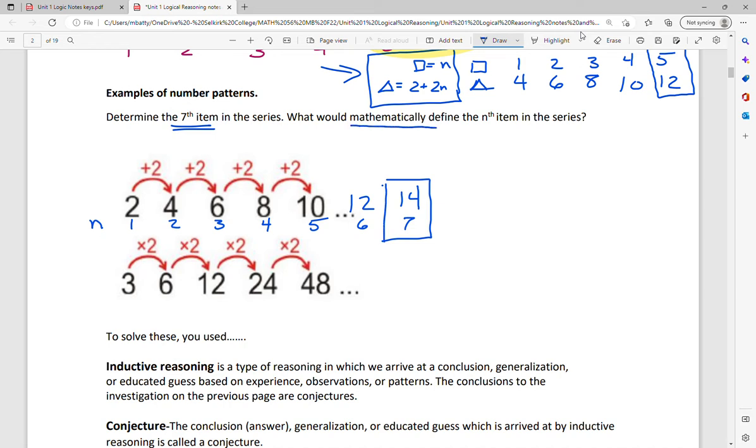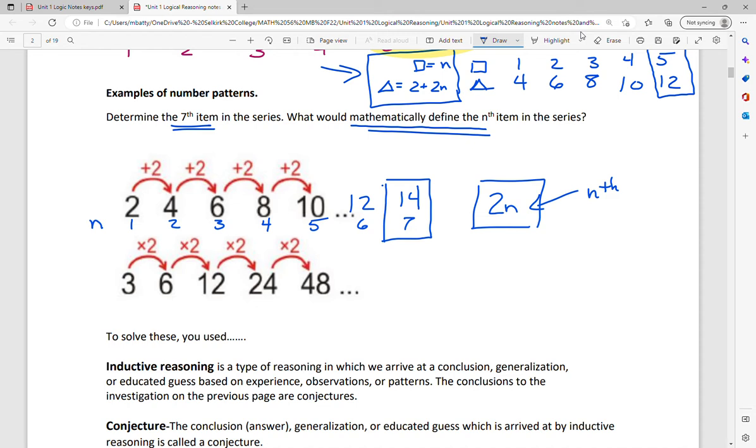And now for this harder part, mathematically defining the nth number. If I take a look at it, the nth number would be whatever my number is times 2. Let's just check that as our conjecture. So for the first one, I've got 2. For the second one, 2 times 2 would be 4. 3 times 2 would be 6. And this is our rule. This is the nth item. That's defining my series here.